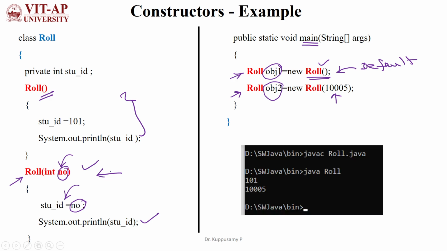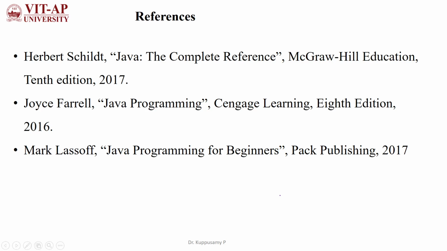So for the output of this, I stored that program in the class name role.java. Then I am compiling and running that. Here the first constructor is invoked, which has the value 101, then the second constructor is invoked. The second constructor is passed the argument value 10,005, which is printed here. So this is about the constructor in Java. Thank you for watching.